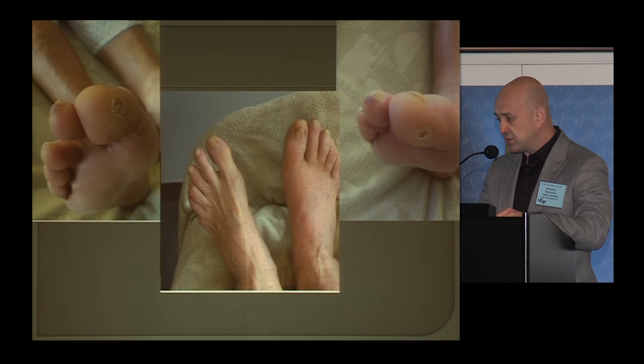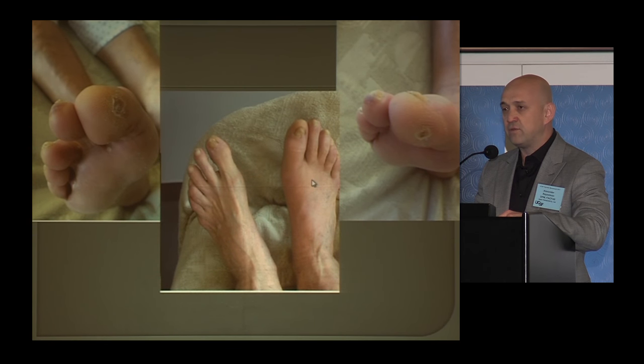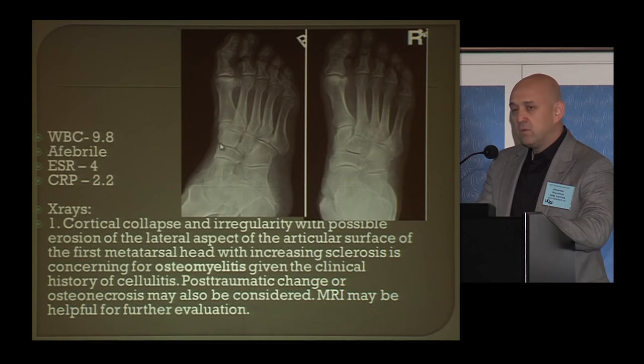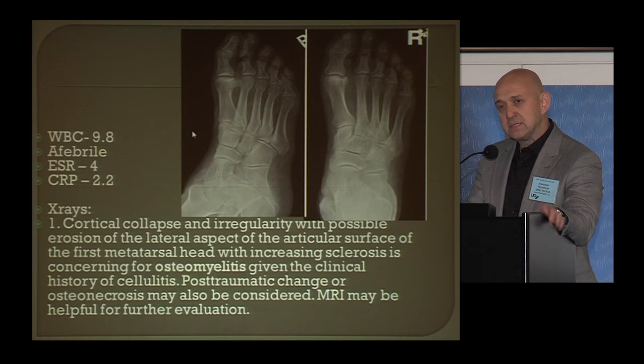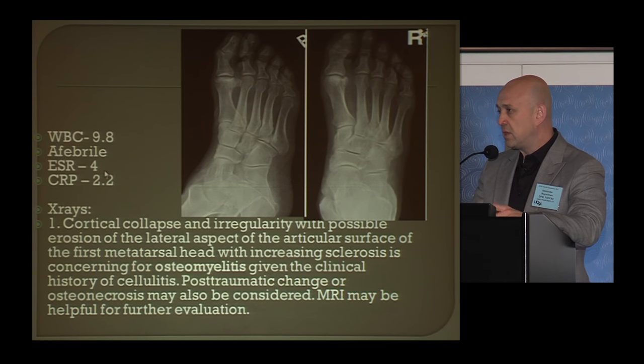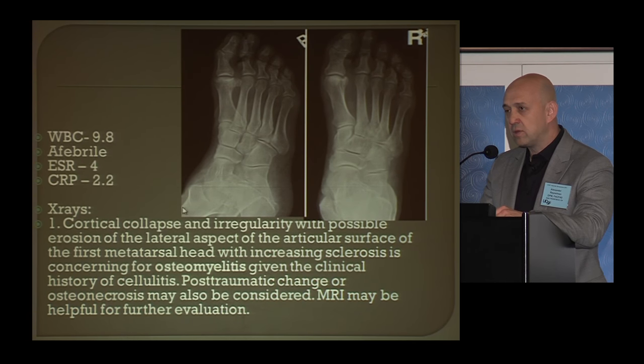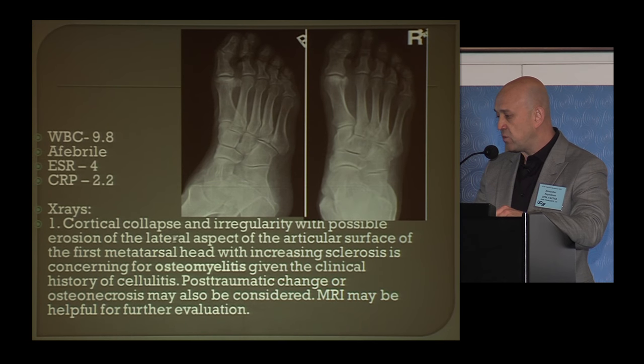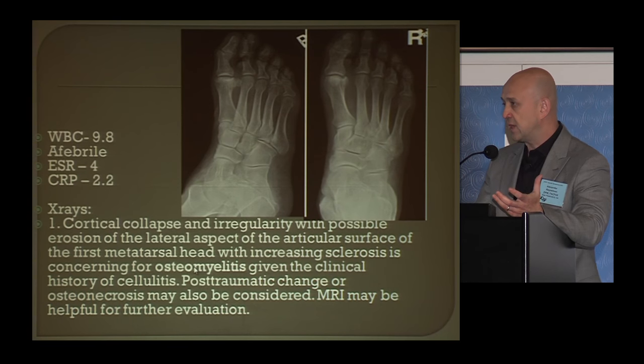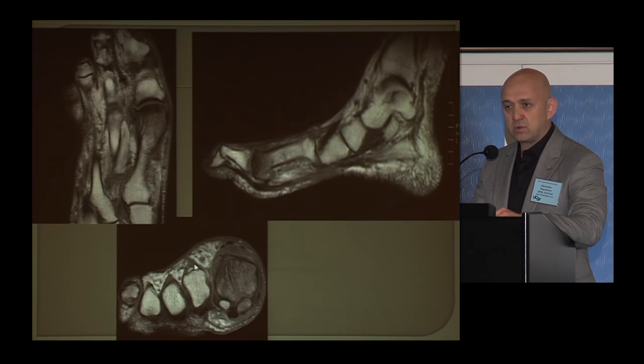Here are a few more pictures, and you can see that this is a previous ulcer, it's completely healed, yet there is a difference between the left and the right foot, slight swelling that's noticeable, along with some redness. We look at his labs, and the white blood cell count is normal, sed rate is 4, CRP is 2.2, which are low and normal. He's afebrile. X-rays are taken, and the x-ray read states that there's a cortical collapse, and it's concerning for osteomyelitis. So, of course, the recommendation by the radiology service is to order an MRI.